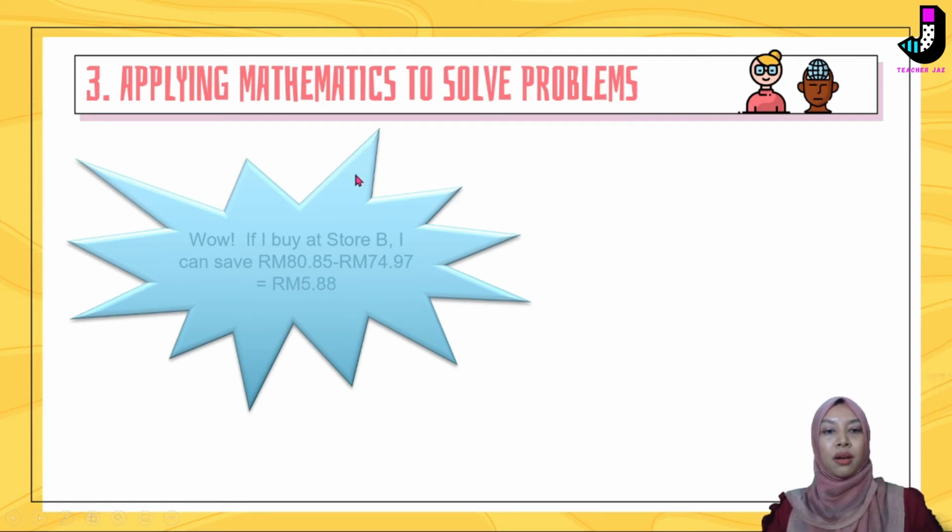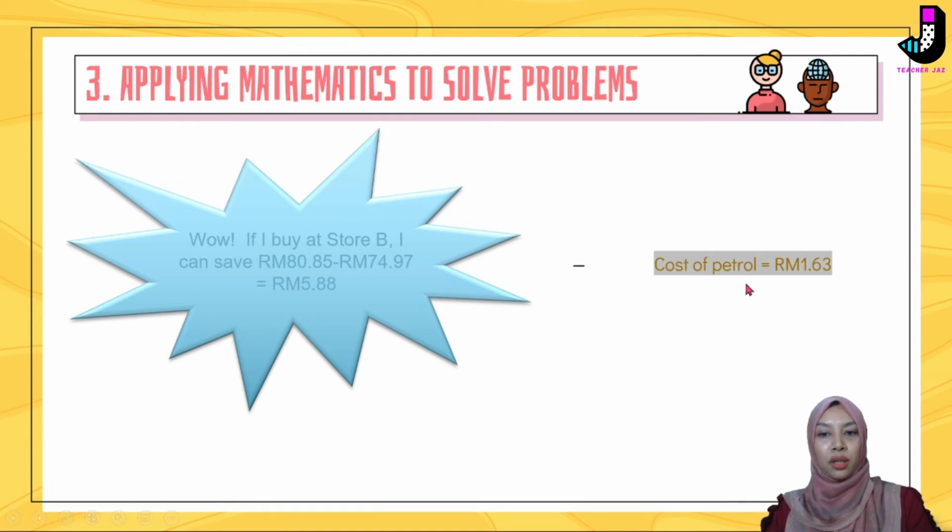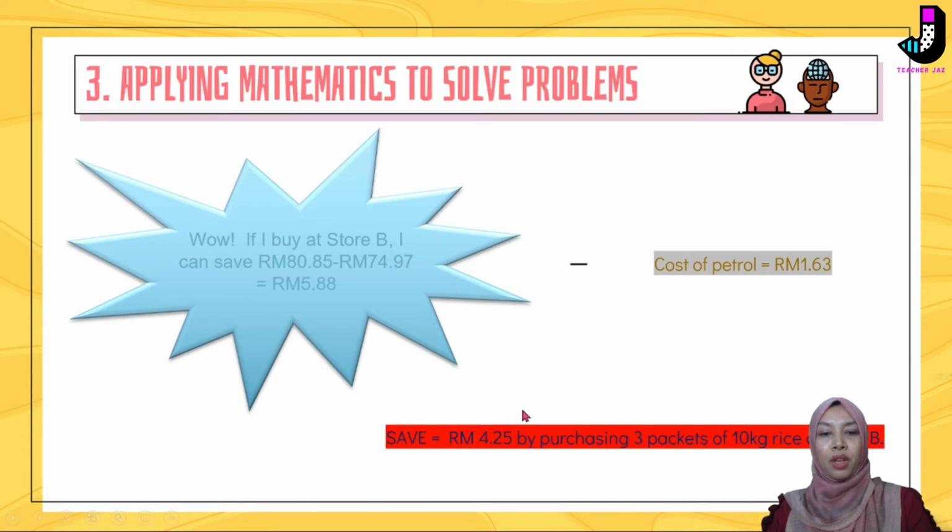Okay, this is the price of the rice. Okay, you can save RM5.88 when you buy at store B. But then you have to consider the cost of petrol, that is RM1.63. Means you have to minus it. Okay, kamu kena ambil kira lah. Ni untung. Tapi ni kamu kena tanggung kos ni. So that's why you have to minus. So here it will be RM4.25 you can save by purchasing the 3 packets of 10 kg rice at store B.